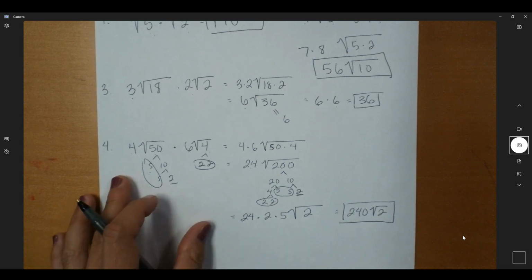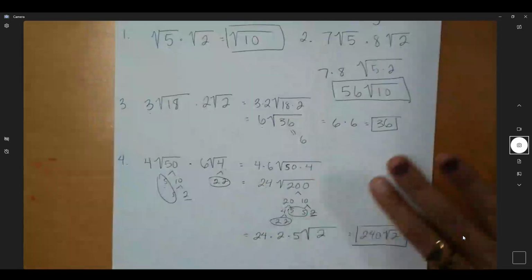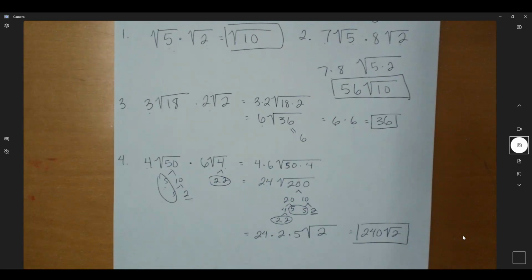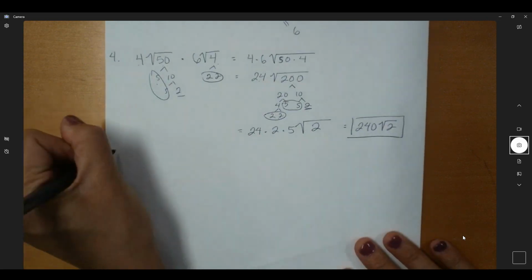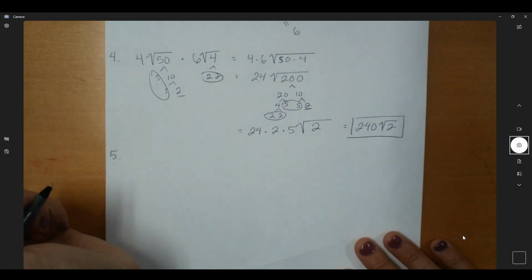Okay, so for the next 2, those were all the multiplying ones that I'm going to go over. Yes, in class we'll talk about if there's a variable. But let's do dividing because that one's a little bit more complicated.